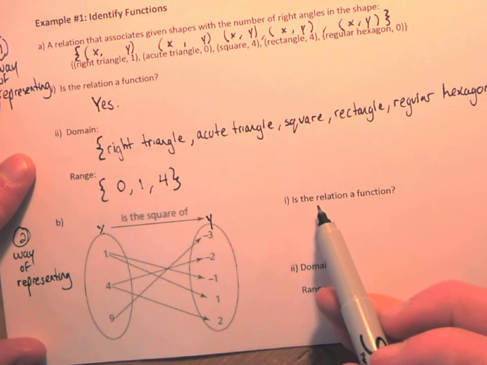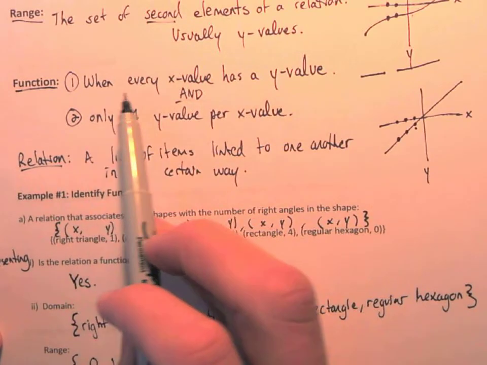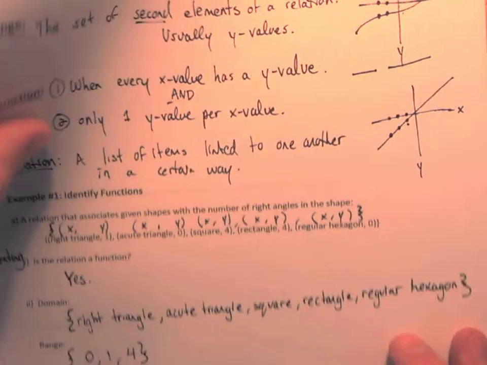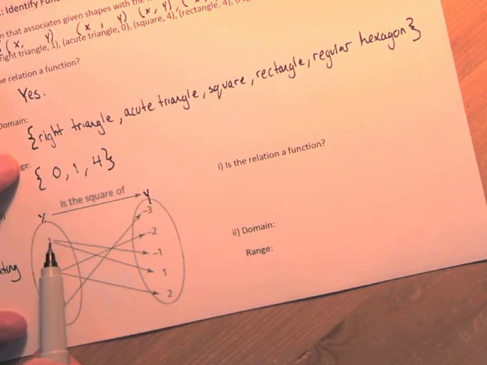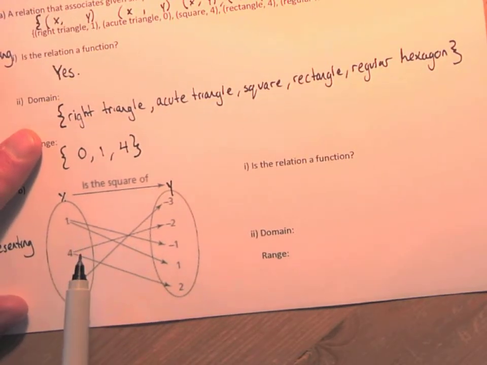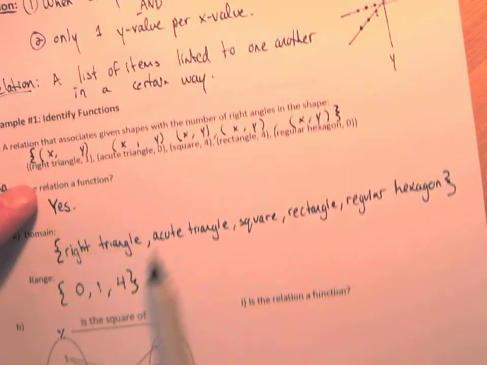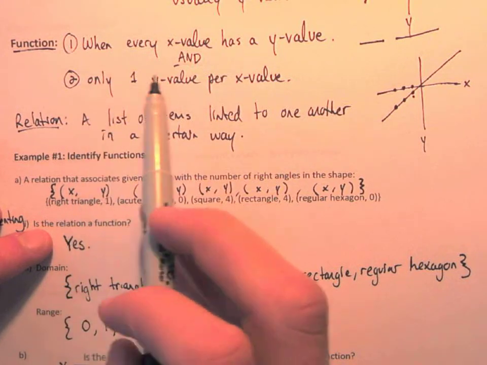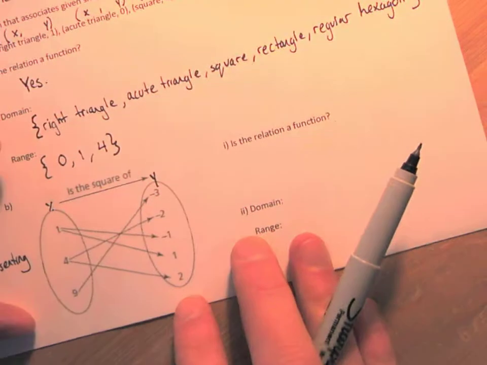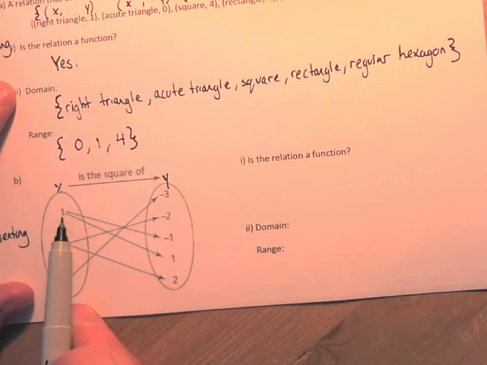So is this relation a function? We'll look at the definition again: when every x value has a y value. Let's see. There are arrows coming from every number, so therefore they all have y values. Now let's look at 2: only one y value per x value. So if you look at this x value, it has 2 y values.